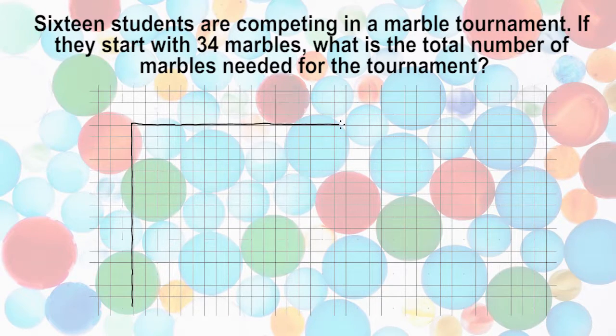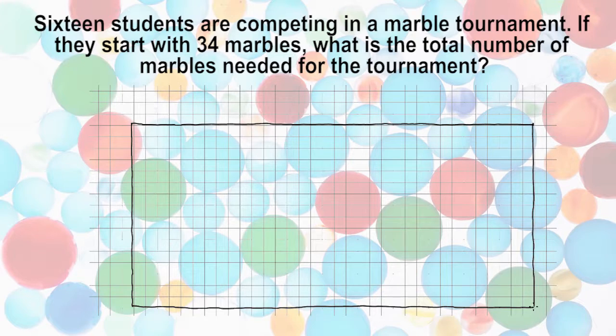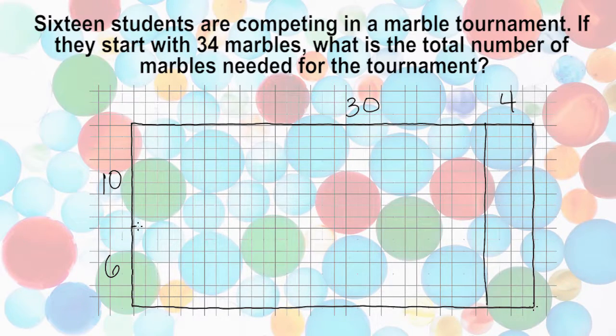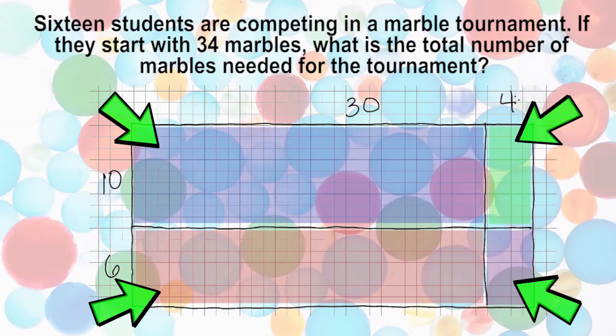Use the graph paper to draw a rectangle 16 by 34. Write the decomposed numbers along the left and top of the rectangle. On the left side, write 10 and 6. On the top of the rectangle, write 30 and 4. Then draw a vertical line at the 30th square and a horizontal line at the 10th square. This creates the 4 sections of the rectangle that will correspond with the 4 partial products.